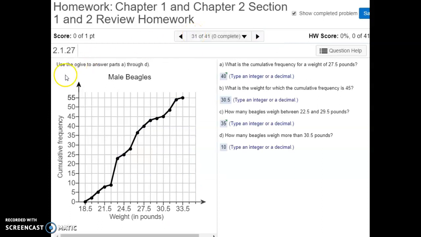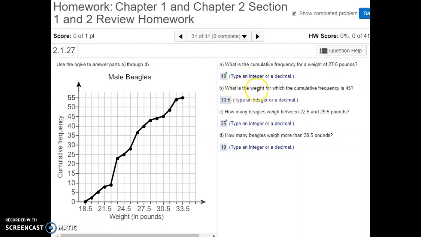Number 31, we have an ogive, which shows cumulative frequency, and our data here is showing the weight of male beagles. And the first question is, what is the cumulative frequency for a weight of 27.5 pounds? So find that weight on the scale here on the x-axis, 27.5. And we go up, we see that the y value there is 40. So the cumulative frequency is 40 for that specific weight.